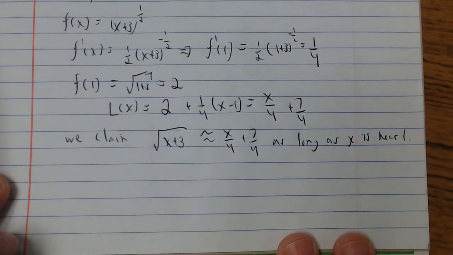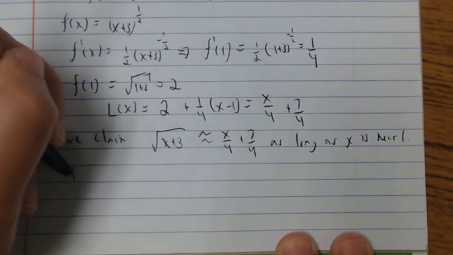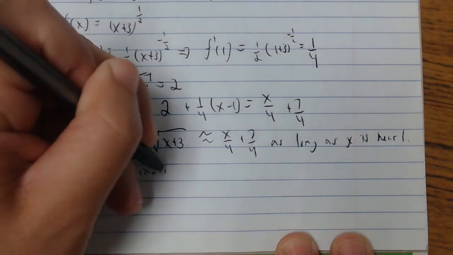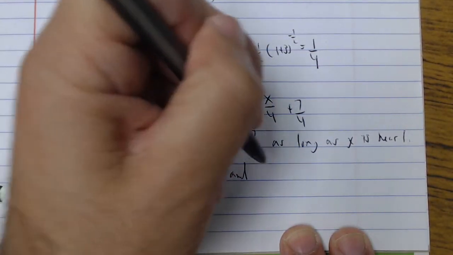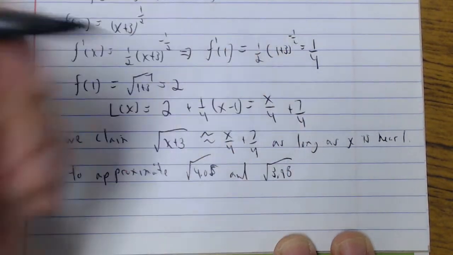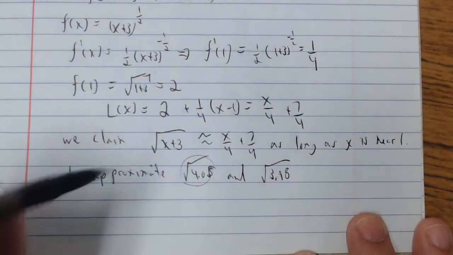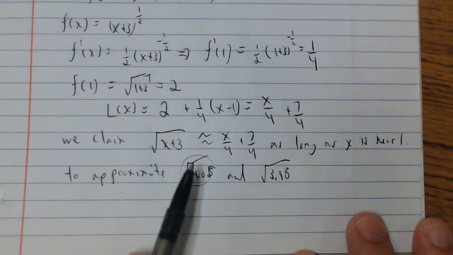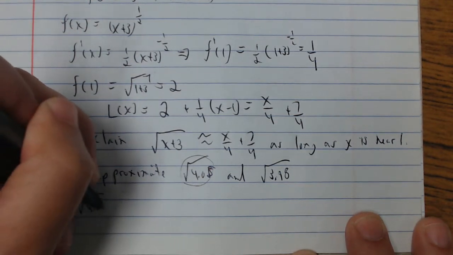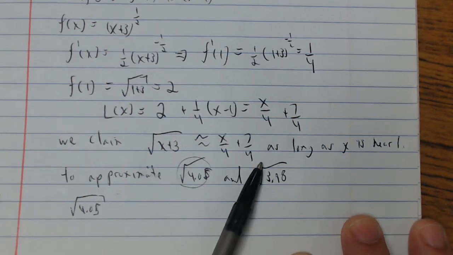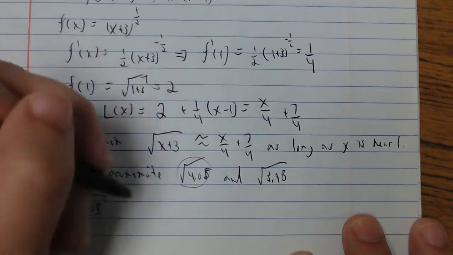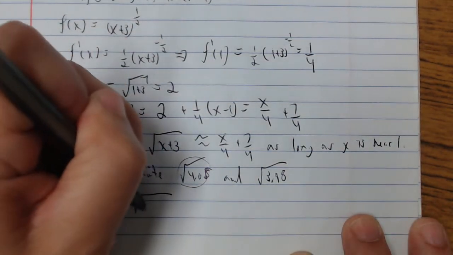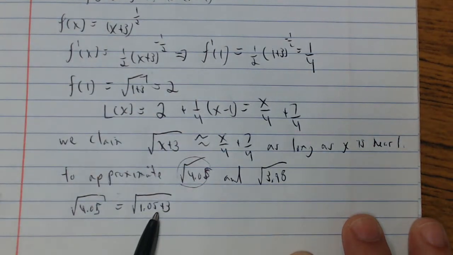Now we want to approximate the square root of 4.05 and the square root of 3.98. First, I need to make the square root of 4.05 look like the square root of something plus 3, so I can use this rule. Isn't the square root of 4.05 the same thing as the square root of 1.05 plus 3? Now my x is 1.05, and this plus 3 is what we needed.